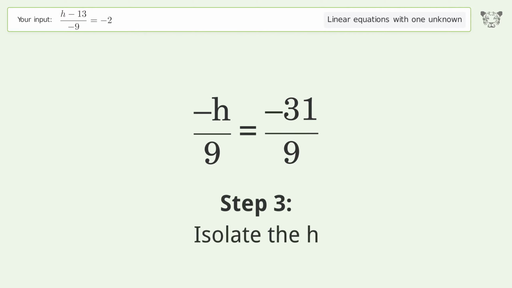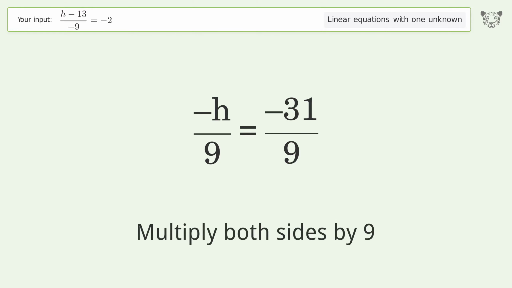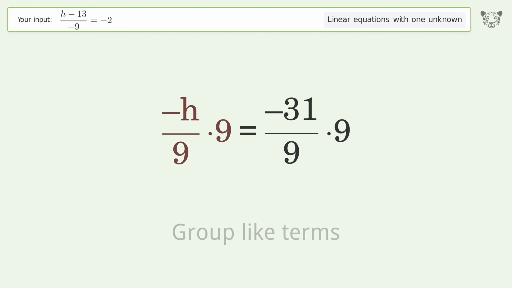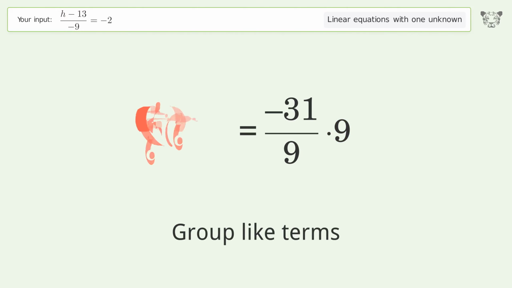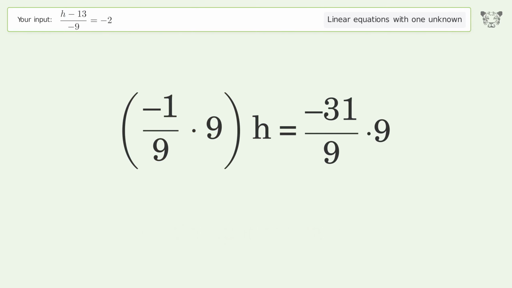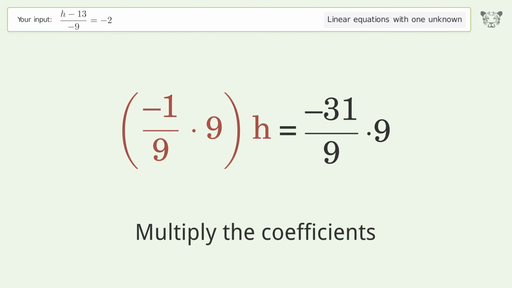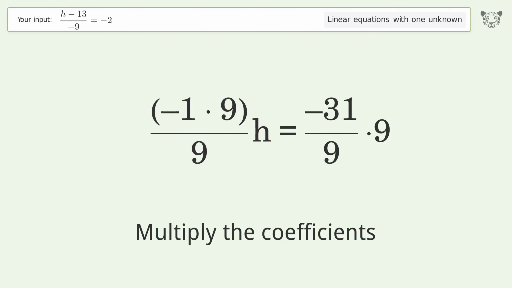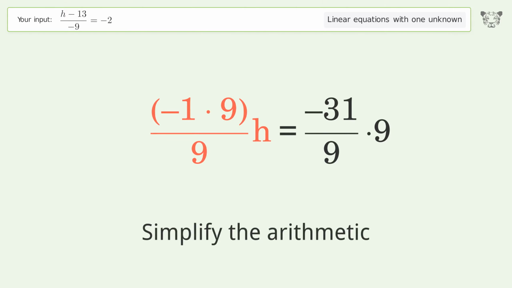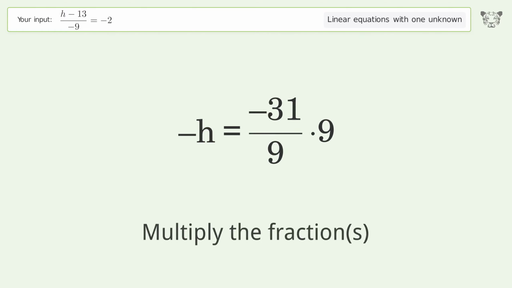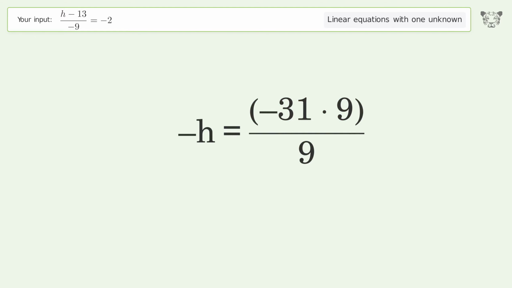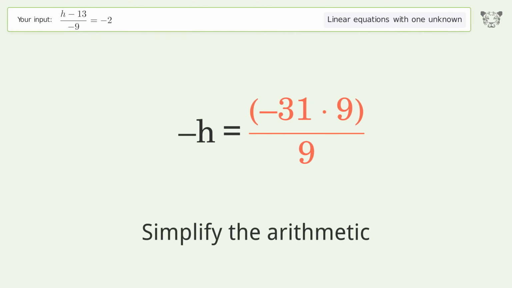Isolate the h. Multiply both sides by 9. Group like terms. Multiply the coefficients. Simplify the arithmetic. Multiply the fractions. Simplify the arithmetic.